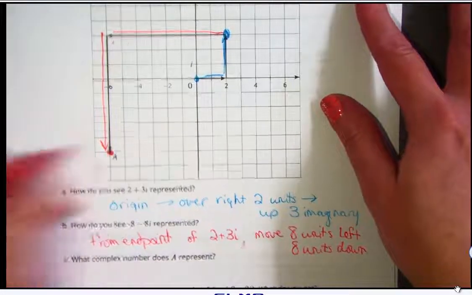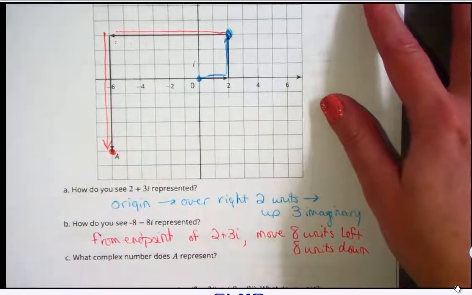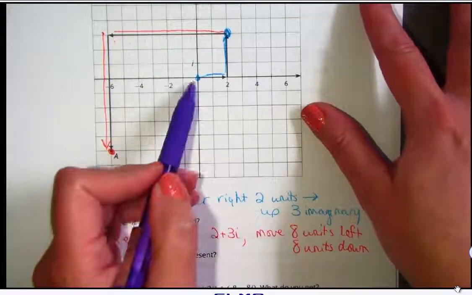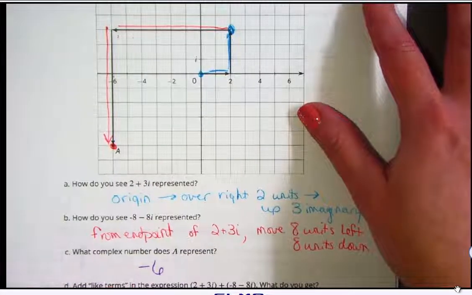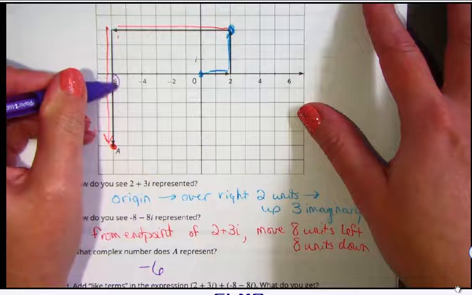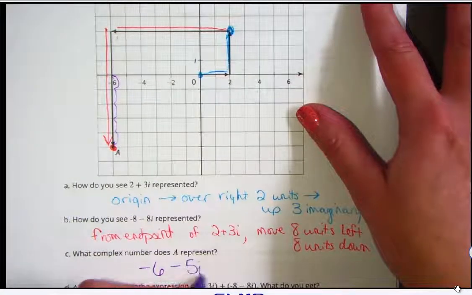And it looks like when we add those things together, we arrive at a final point here. That complex answer represents, let's see, negative 6, and it's going down to negative 1, 2, 3, 4, 5. Negative 5i.